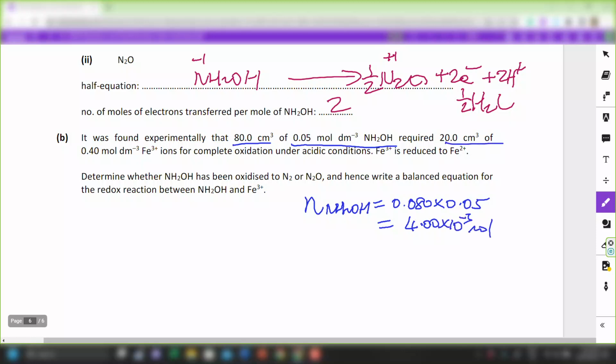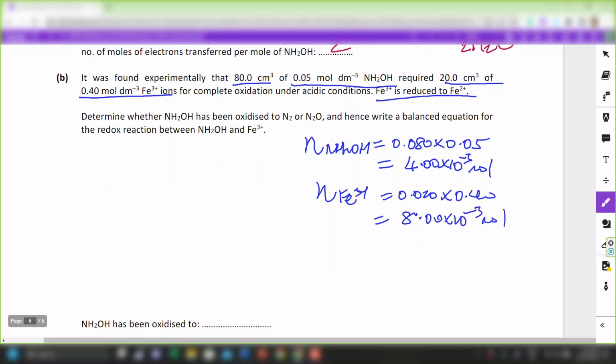Then I require 20 cubic centimeters of 0.4 moles per dm cube of iron 3, and we were told that iron 3 is reduced to iron 2. So the number of moles of iron 3 plus is equal to 0.020 multiplied by 0.40, that will be 8.00 times 10 to the power of -3 moles. In the course of being reduced from iron 3 to iron 2, the number of moles of electron transferred is therefore 1 per mole of iron 3. So the total number of moles of electron transferred is 8.00 times 10 to the power of -3 moles.